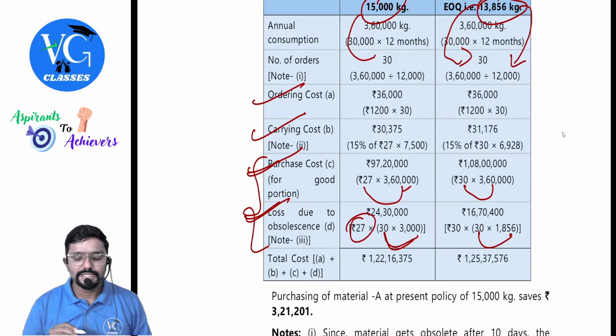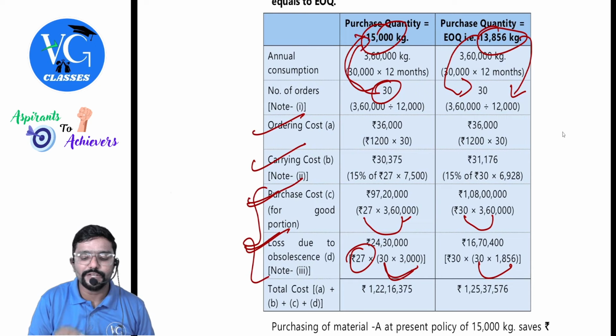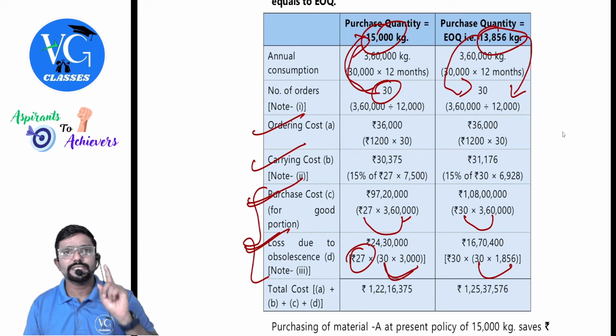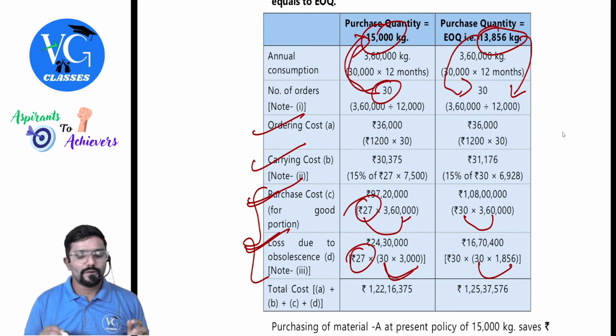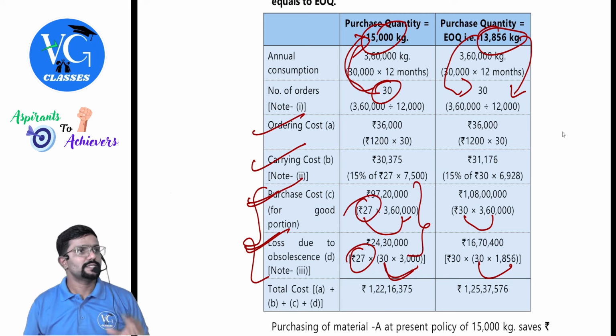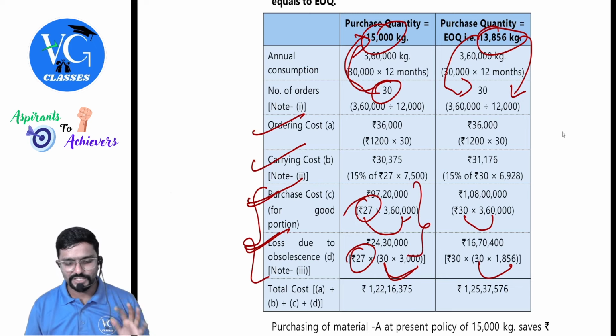For example, sir, what is the total purchase quantity? It would be 30 orders into 15,000, into 27. Okay, now you will get the aggregate of this. Same way, whatever you get, it is 1 crore change.